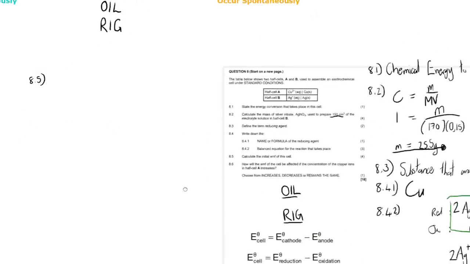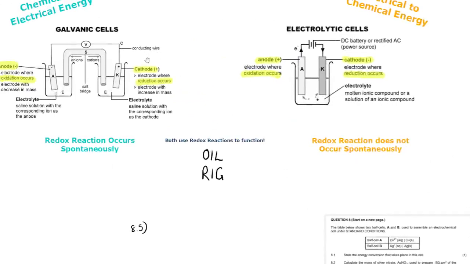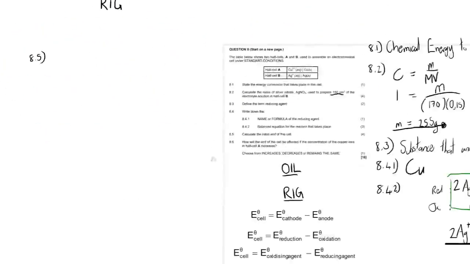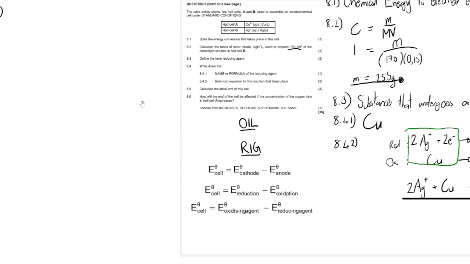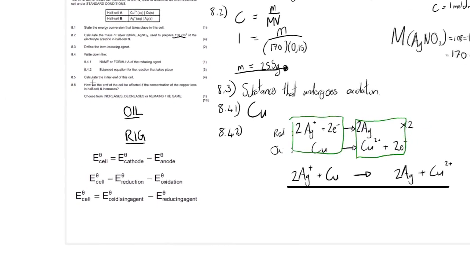A reminder that at the cathode we have reduction for galvanic cells, and at the anode we have oxidation. It's the same for electrolytic cells, but this is a galvanic cell because it's got two beakers, two half cells. That's a galvanic cell, chemical energy to electrical energy. And so the reduction is taking place at the cathode, and the oxidation is taking place at the anode. Apologies for that, a bit of noise.